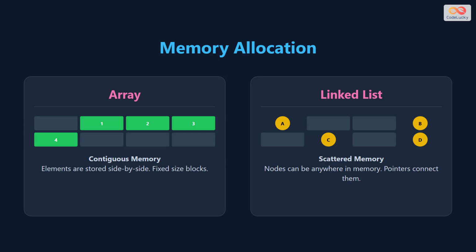Let us visualize how this looks in computer memory. Arrays require a single block of contiguous memory, which can be hard to find if the array is large. Linked lists are flexible. Their nodes are scattered throughout memory wherever space is available. The pointers act as the connecting bridges, ensuring the order remains intact despite the physical separation.